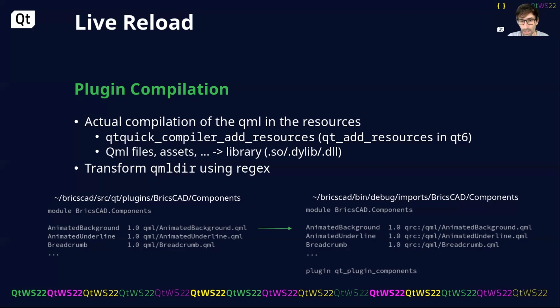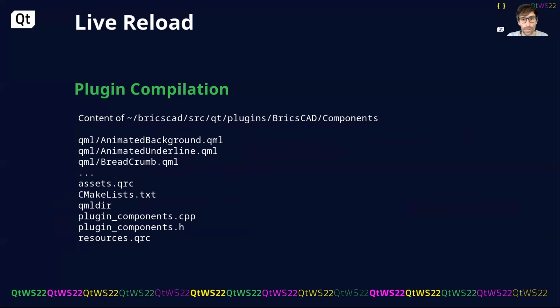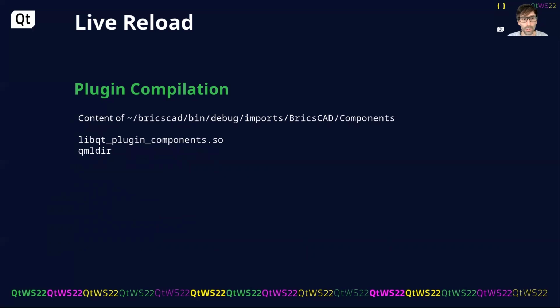So yeah, this transformation happens with some string manipulation, and this works. This is, for instance, the contents of the BricsCAD components plugin. You can see all of the QML files, some CPP and H files that contain the actual plugin definitions. And then this is what the compiled plugin contains.